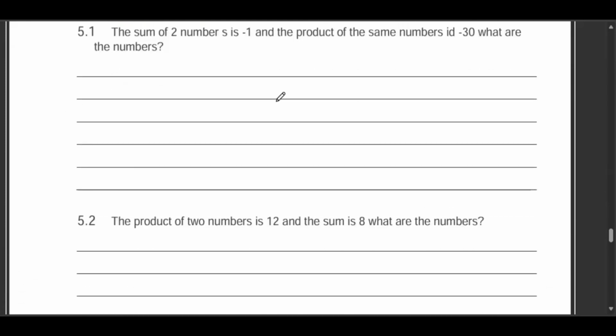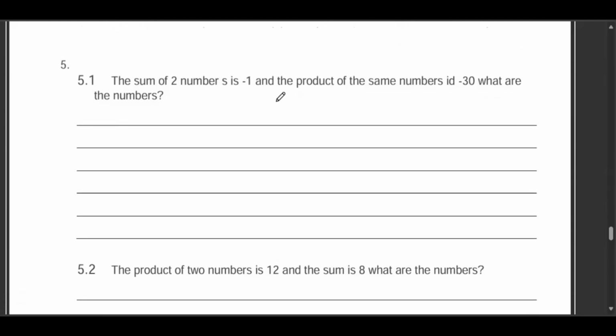All right, let's look at question number 5. The sum of two numbers is -1, and the product of the same numbers is -30. What are the numbers? The easiest way to look at this is to find out what numbers give us 30. Ask yourself that. All right? You cannot start at 1 because 1 definitely will give you an answer. Anyway, numbers that give us 30, it's 1 times 30.